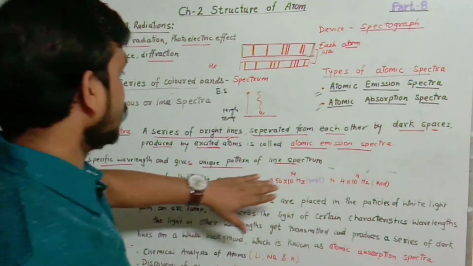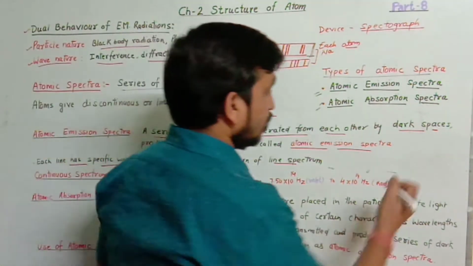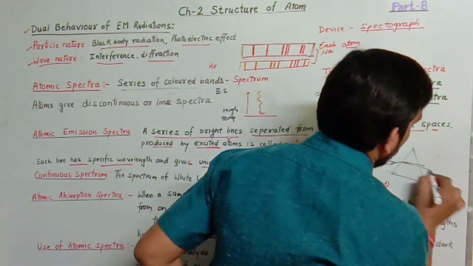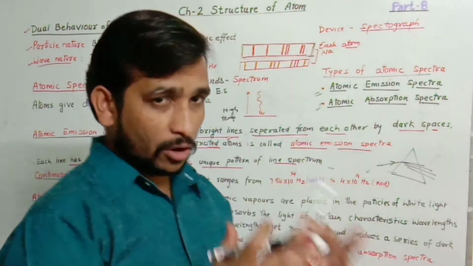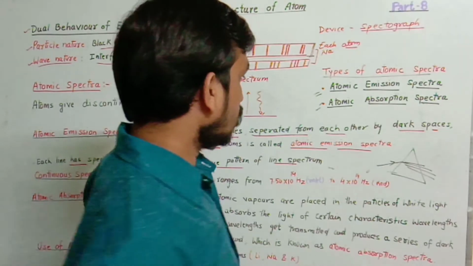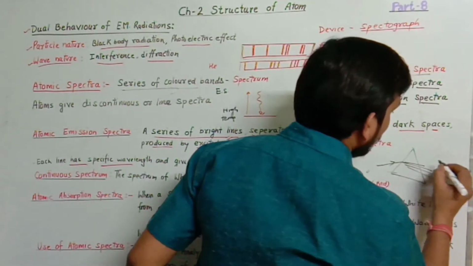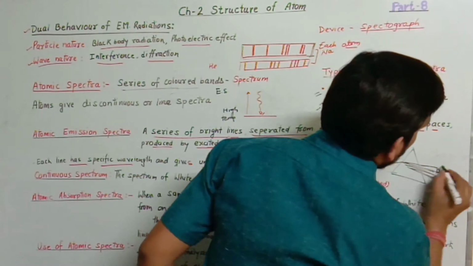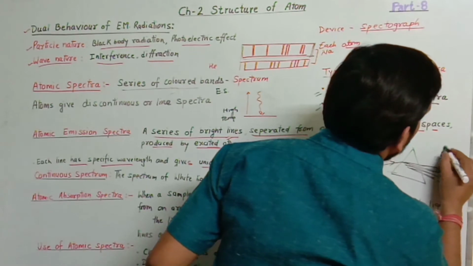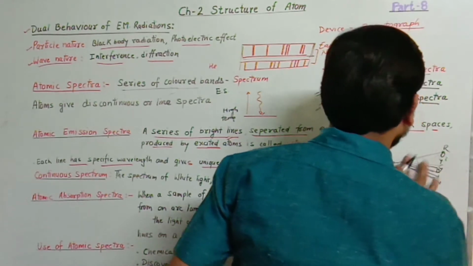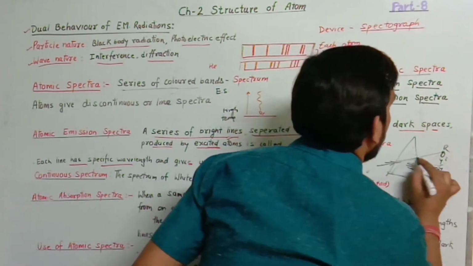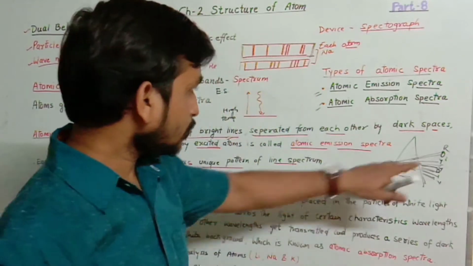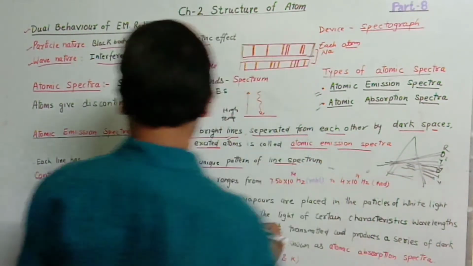The second one is the continuous spectrum. Why is it called a continuous spectrum? Suppose we get violet, indigo, blue, green, yellow, orange and red. If these spectra are observed, what happens? Let's talk about the continuous spectrum.